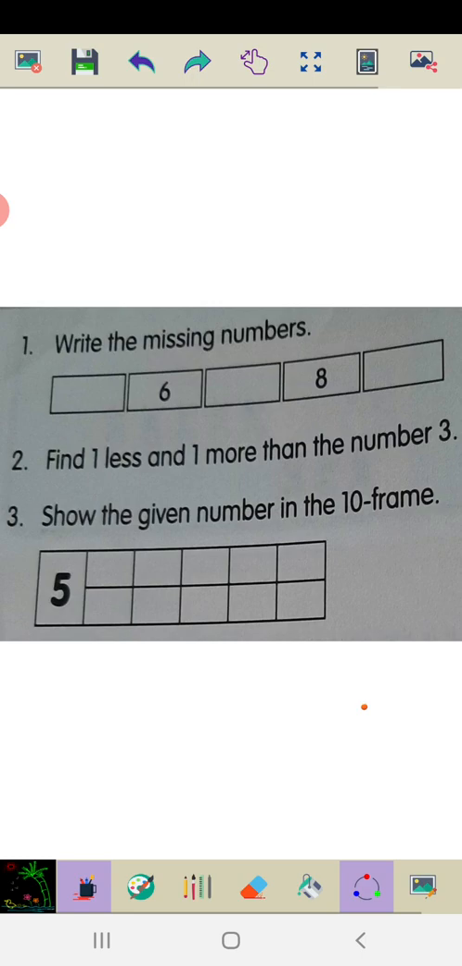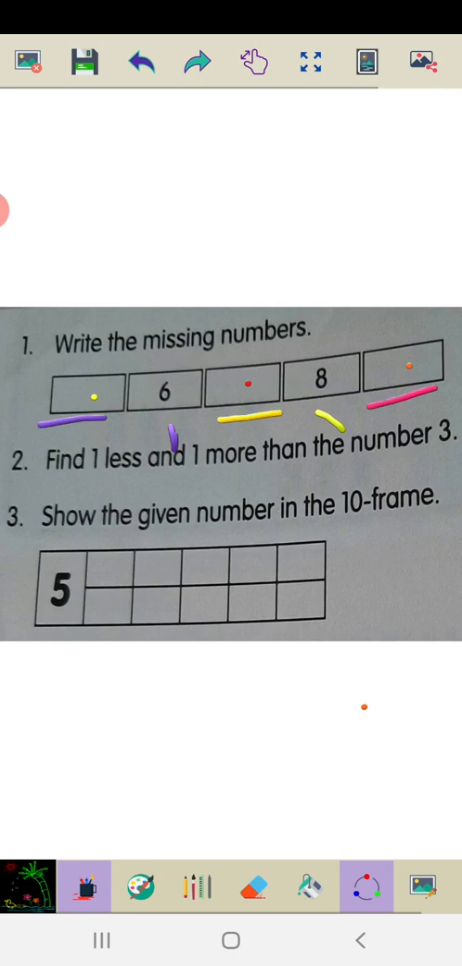Can you read this question? The question is, write the missing numbers. There are boxes given here. In the boxes, 2 numbers are given and 3 blanks are there. 3 empty boxes are there. We need to write the numbers in these boxes.